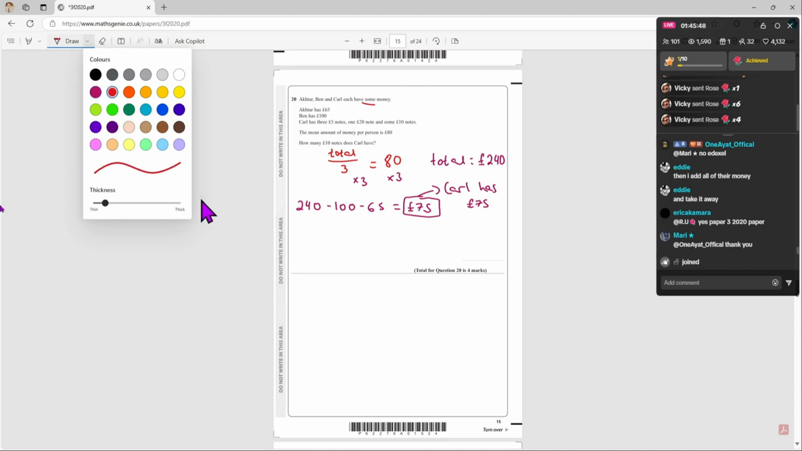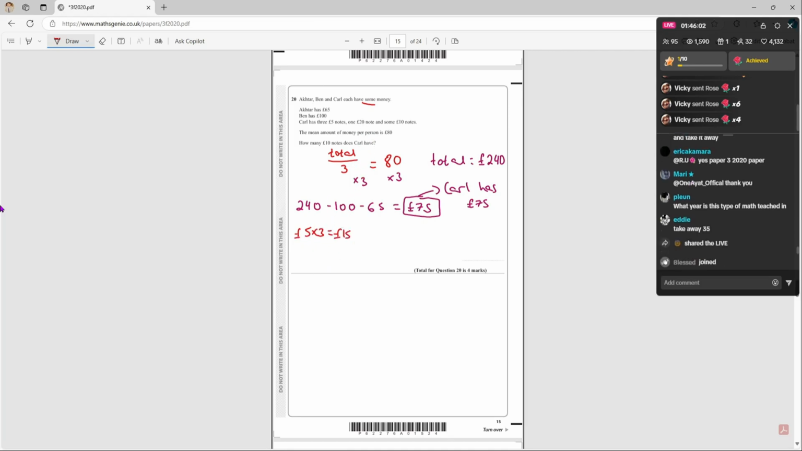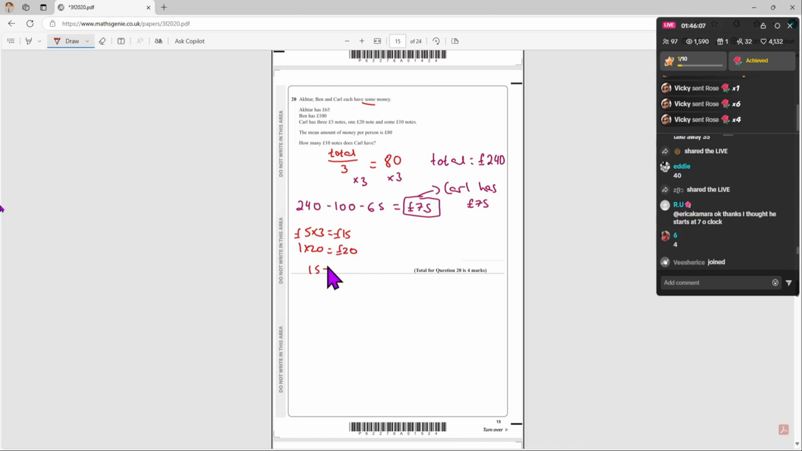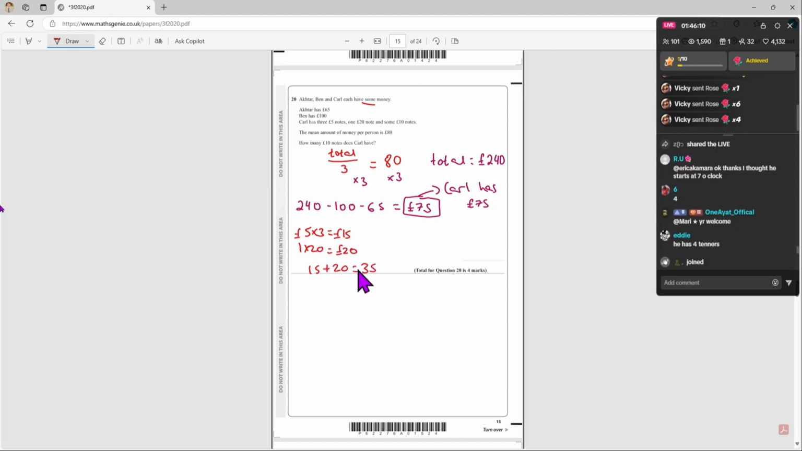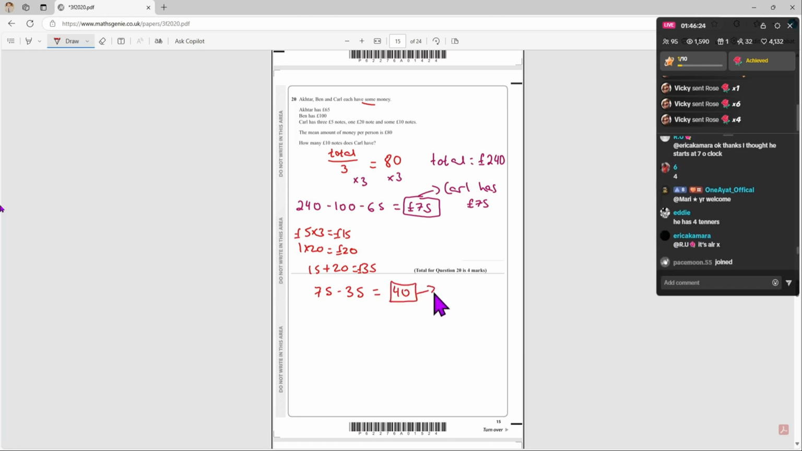And now, to work out how many £10 notes he has, we are going to do 5 times 3. That is going to be £15 worth of £5 notes that he has. And then 1 times 20 is going to be £20. Then we're going to do 15 plus 20, which is going to be £35. So then, we're going to do 75 minus £35, which is going to be £40. This is how much the £10 notes are worth.